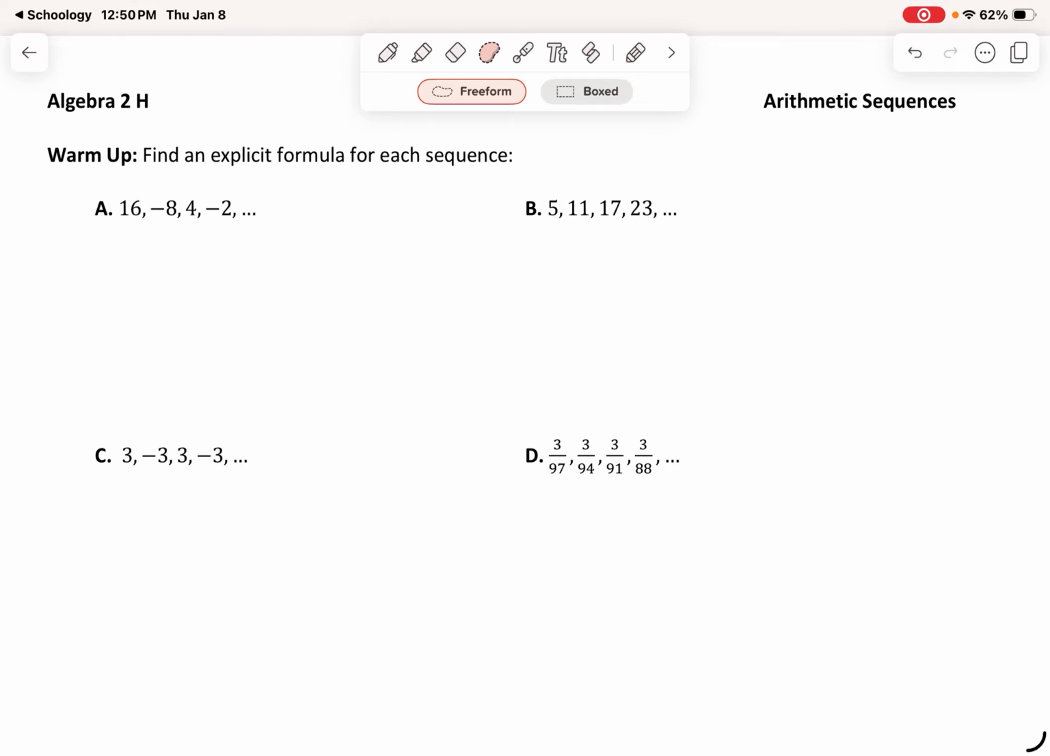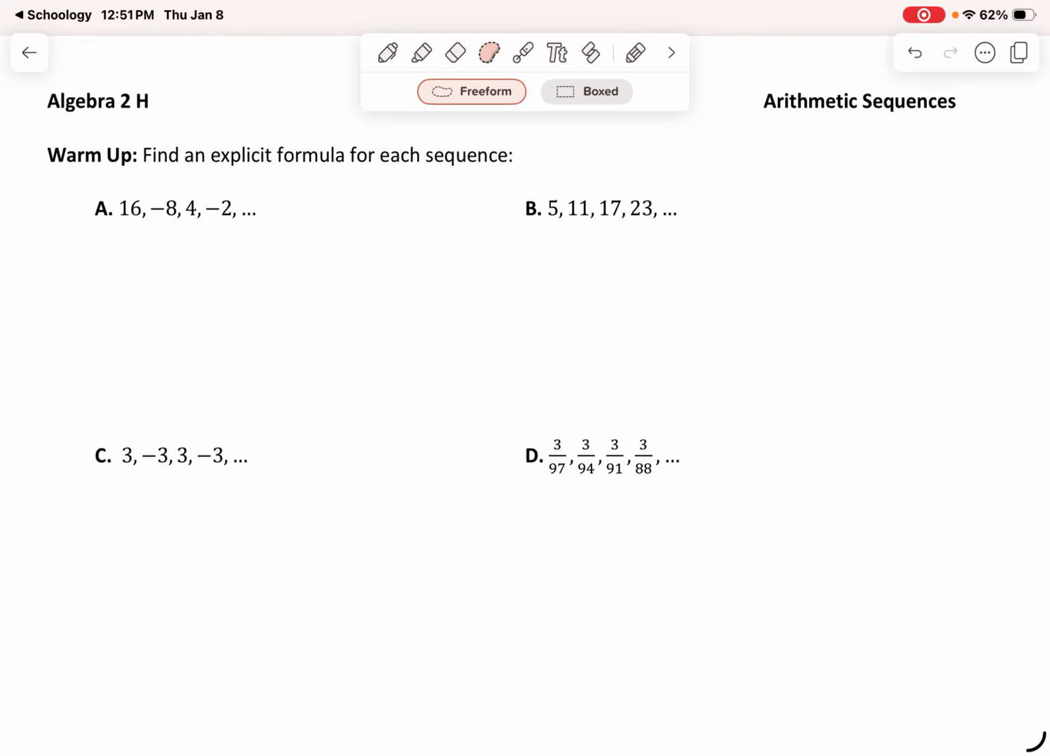All right, so we're about to start our lesson on arithmetic sequences. You can go ahead and start with the warm-up where it says to find an explicit formula for each sequence. So what you're trying to do here is write a rule or an equation in the form a sub n equals that will give you that pattern.